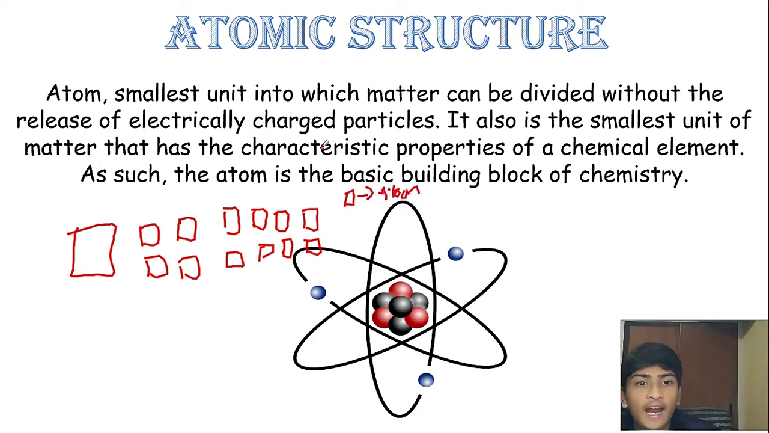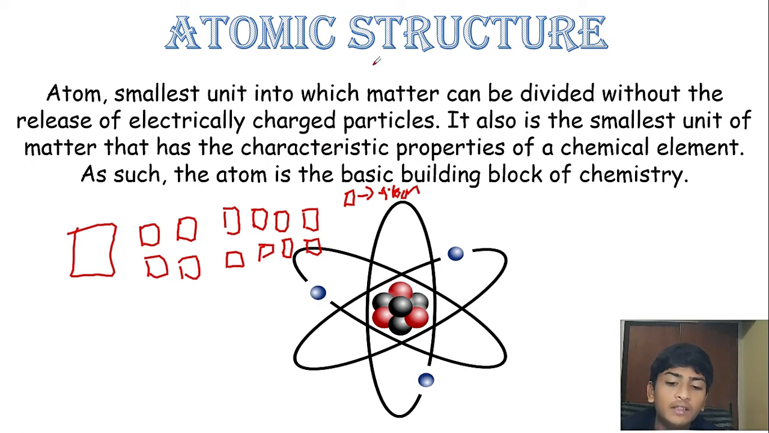Here atom is the smallest unit into which matter can be divided without the release of electrically charged particles. It is also the smallest unit of matter that has the characteristic properties of a chemical element. Here atom has the total properties of the element. So this atom is called the building block of chemistry.